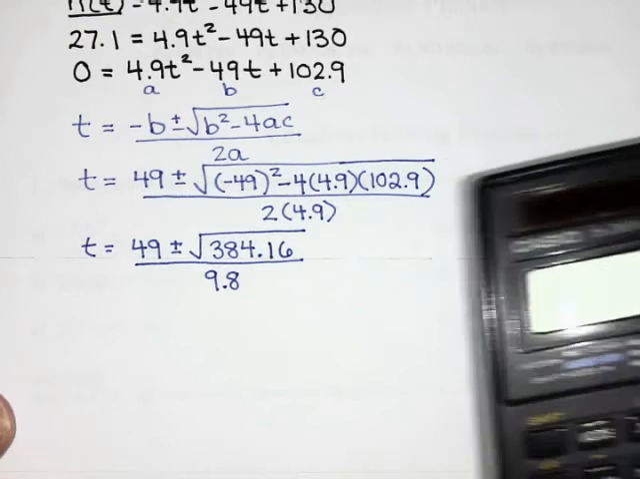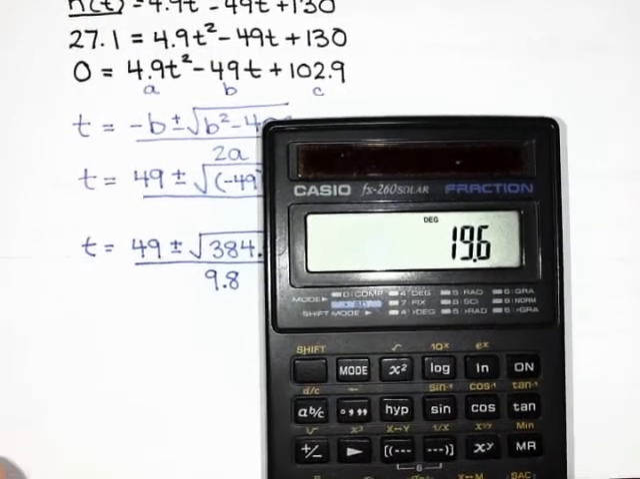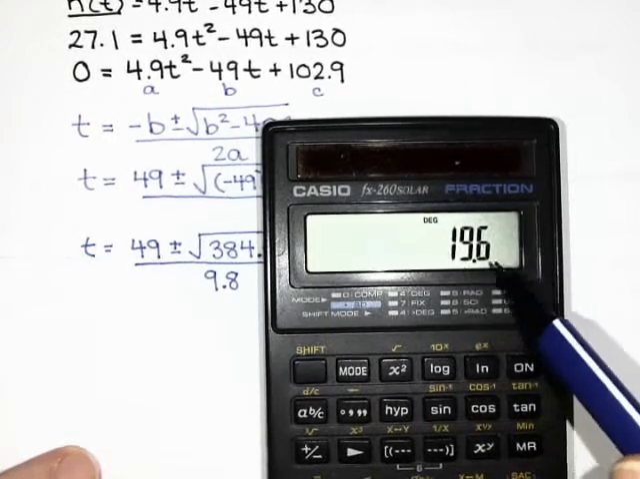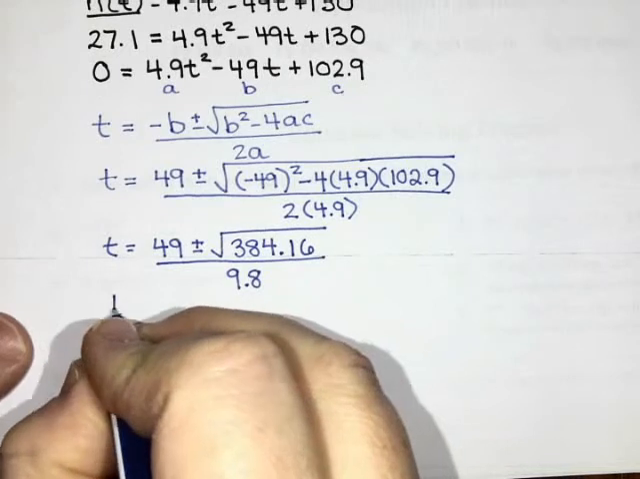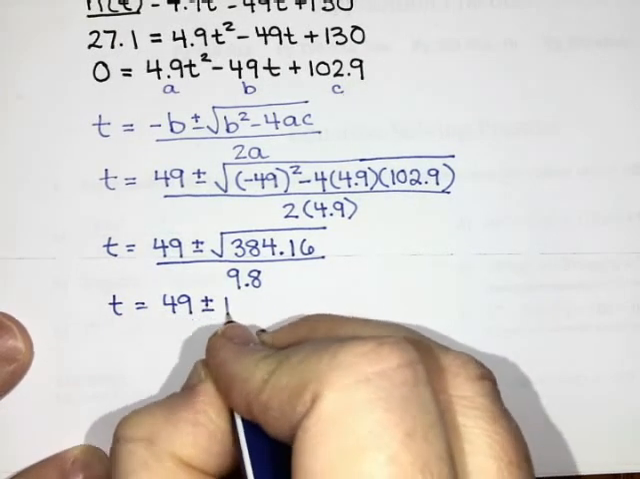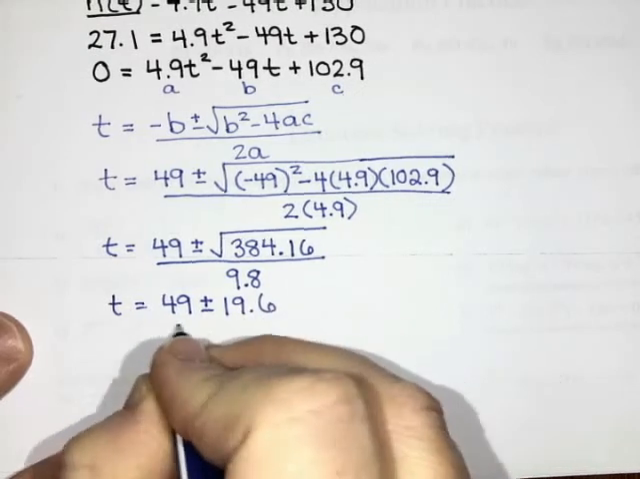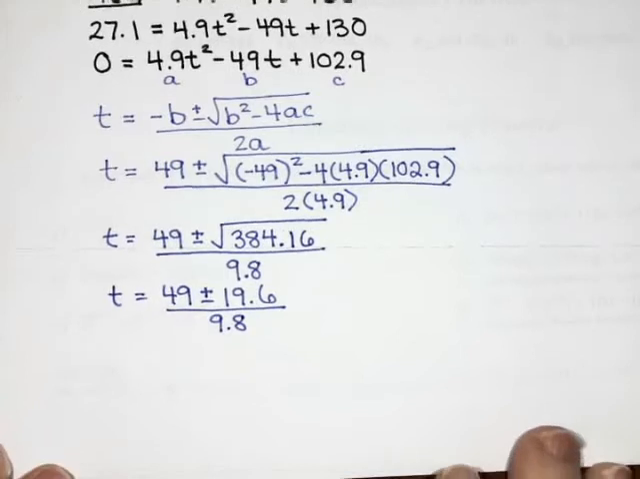So first I'm just going to check whether 384.16 has a nice square root, which it actually does. It is 19.6. So I have t equals 49 plus or minus 19.6, all divided by 9.8.